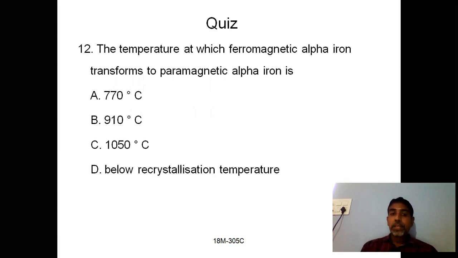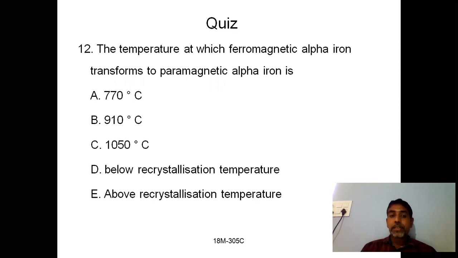If you see the 12th one, the temperature at which ferromagnetic alpha iron transforms to paramagnetic alpha iron. I am repeating once again. Ferromagnetic means magnetic, and paramagnetic means non-magnetic. Below you are having magnetic, and when you move up and the temperature increases, it becomes non-magnetic. So what is the barrier? Just now we discussed the same, repeated here. The answer is 770. If you cross 770, you are having non-magnetic. Below 770, you are having magnetic.